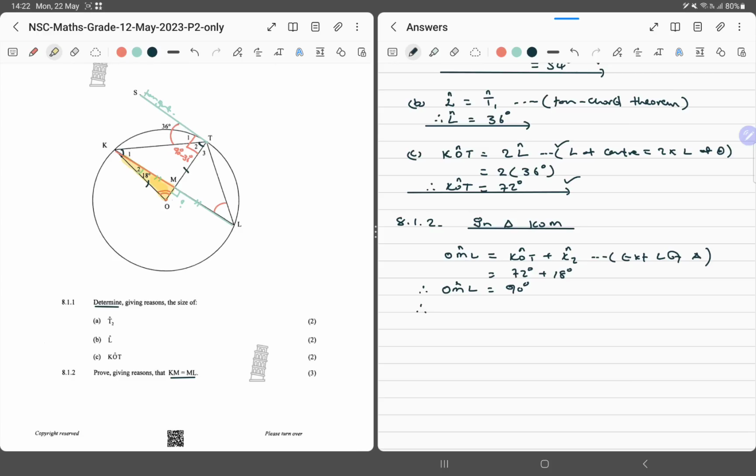So we can say therefore, KM must be equal to ML. Why? Because line, I don't remember what theorem 1 says. I would have said converse of theorem 1, but now I'm not happy. We can just say line from center perpendicular to chord. Easy. So a line from the center of a circle perpendicular to a chord will bisect the chord. Nice and easy.